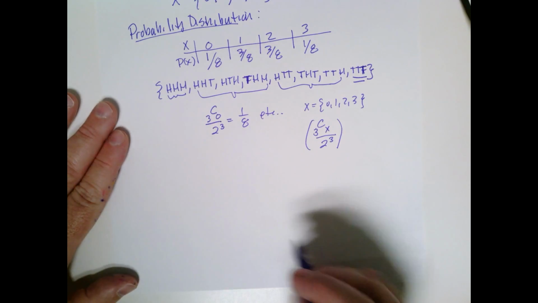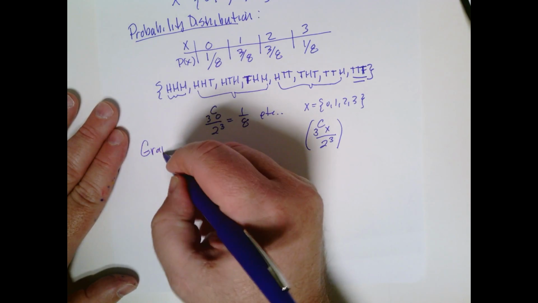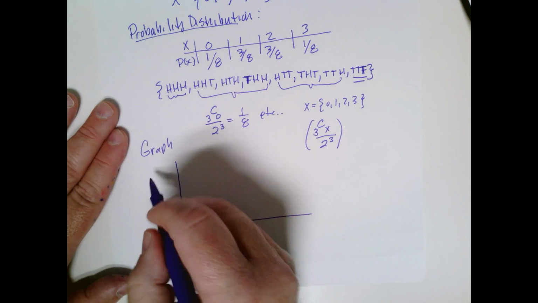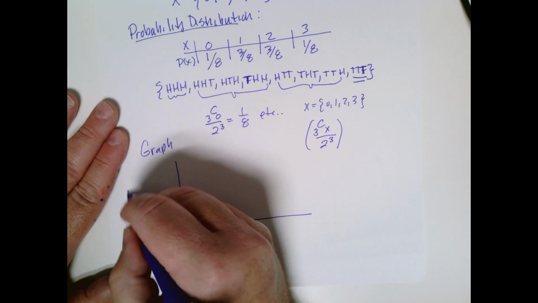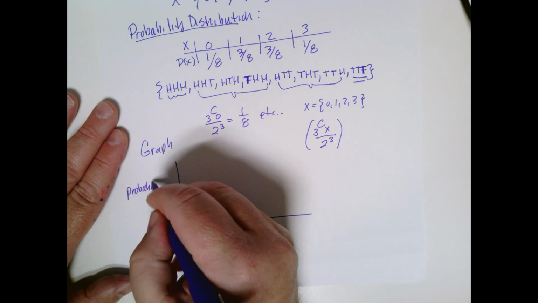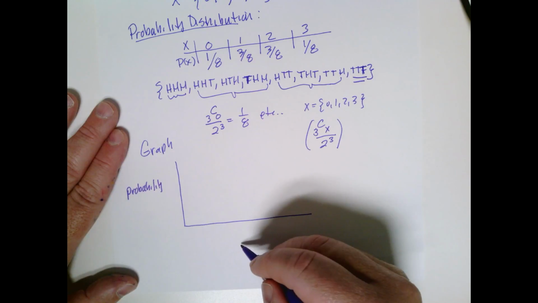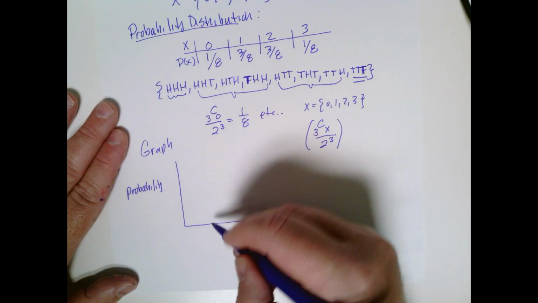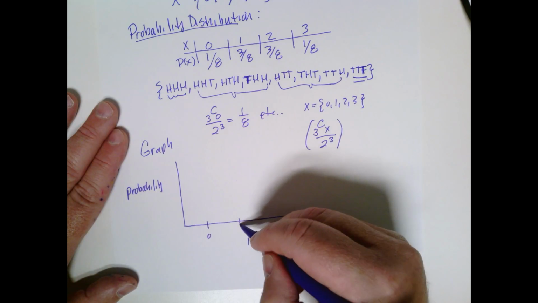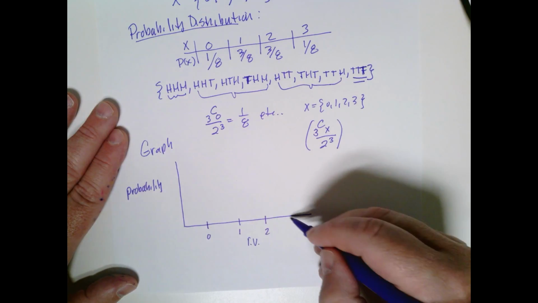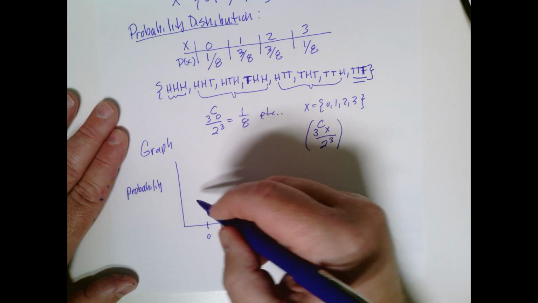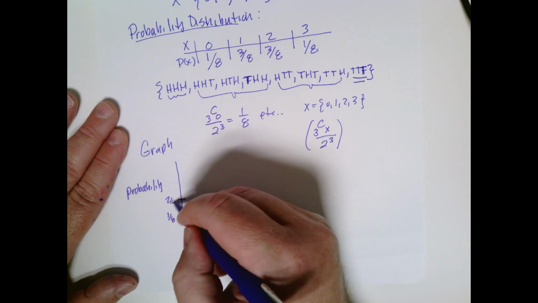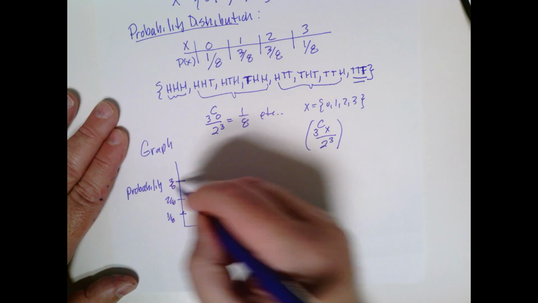Alright, so the next part, we're going to graph our probability distribution, and along the sides we're going to put the probability. Along the bottom we will put the random variable, whatever that may be. So in this case we'll have 0, 1, 2, 3, and then over here we'll have 1/8, 2/8, 3/8.